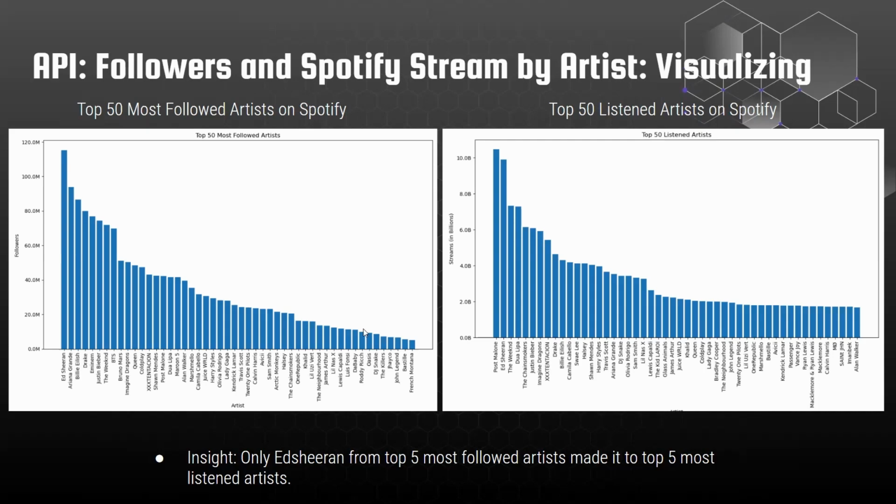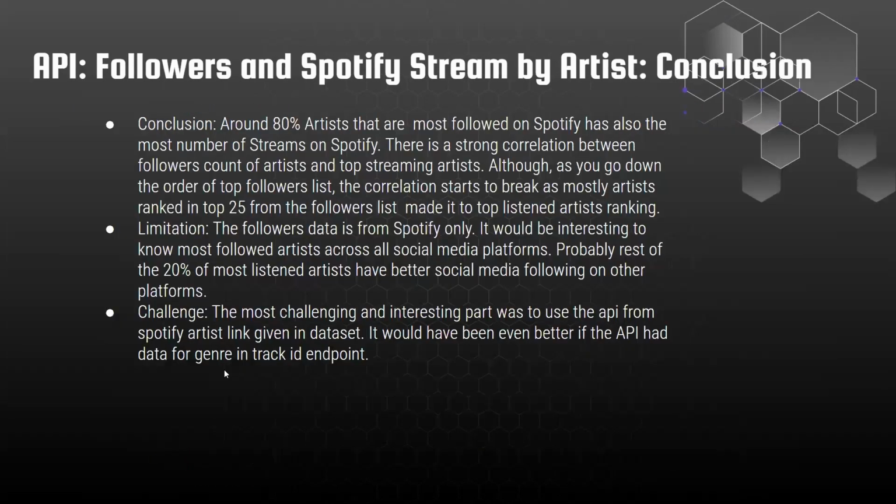Around 80% of artists that are most followed on Spotify also have the most number of streams on Spotify. Only Ed Sheeran was able to make it to the top 5 most followed list and top 5 most listened artists as well. The limitation of this data set is that this is from Spotify only. It would be interesting to know most followed artists across all social media platforms. Probably the rest of the 20% of most listened artists have better social media following on other platforms.